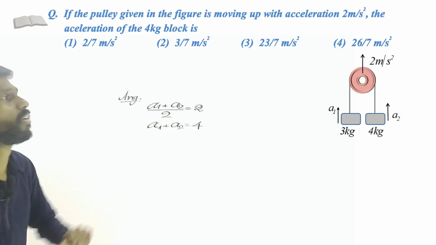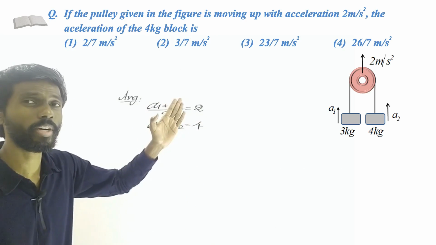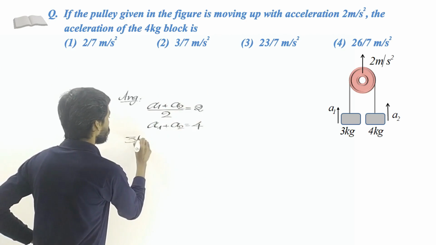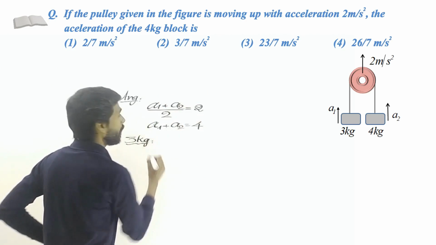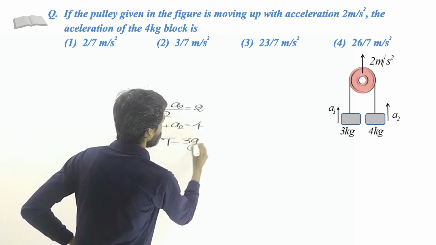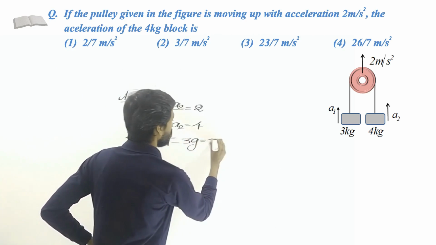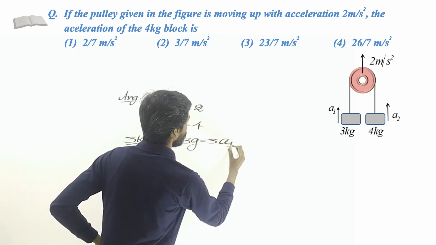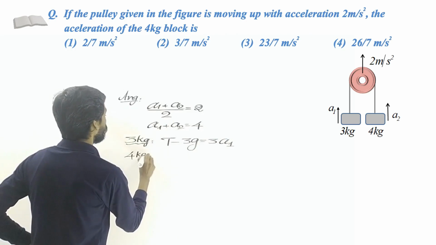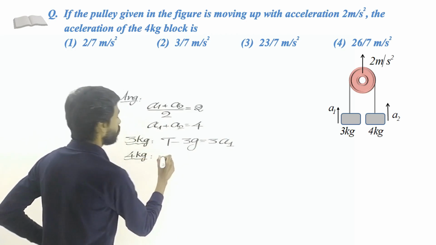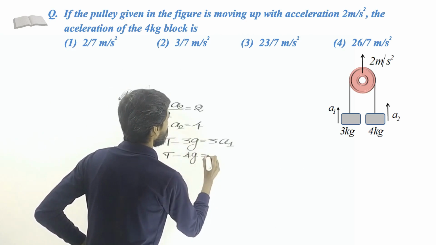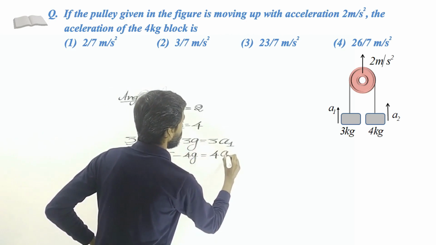What are the forces acting on this block? Tension in the upward direction, gravitational force in the downward direction. So that is this 3 kg block. For the 3 kg block, the tension T in the upward direction minus the gravitational force 3g equals mass times acceleration, 3 times A1. Similarly for the other block, which is also moving in the upward direction, T minus the weight 4g equals 4 times the acceleration A2.